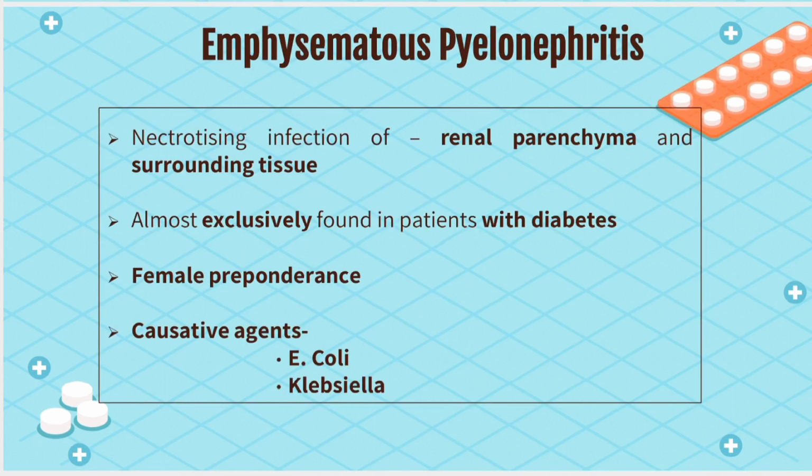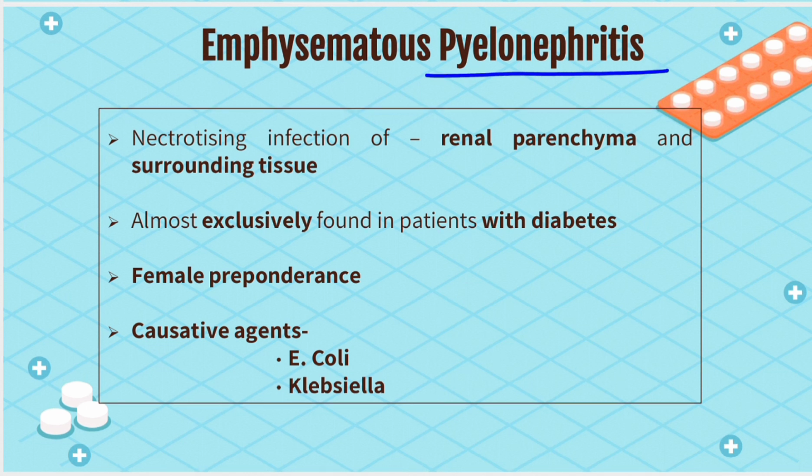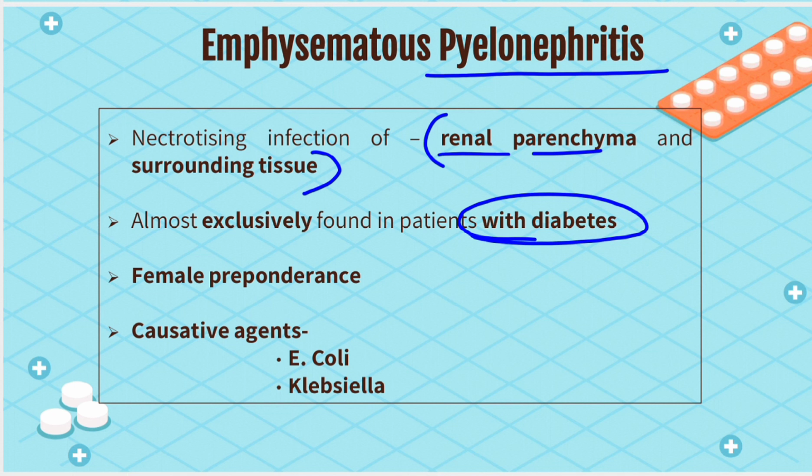Now discussing emphysematous pyelonephritis. This is a necrotizing infection of the renal parenchyma and surrounding tissues. Usually emphysematous pyelonephritis is exclusively found in patients with diabetes. Female preponderance is usually seen, it is more common in females as compared to males. The causative agents are E. coli and Klebsiella.